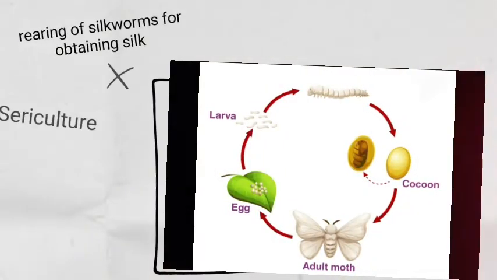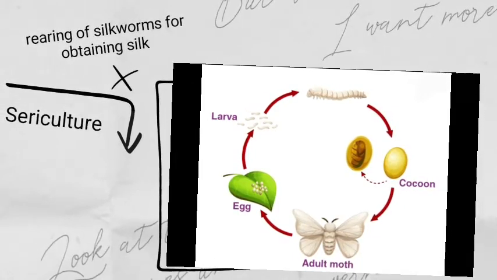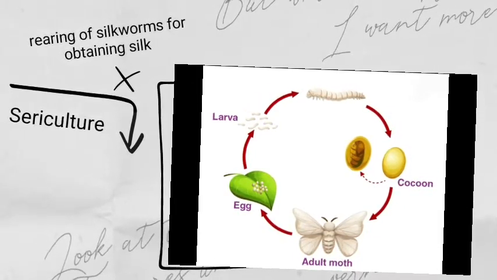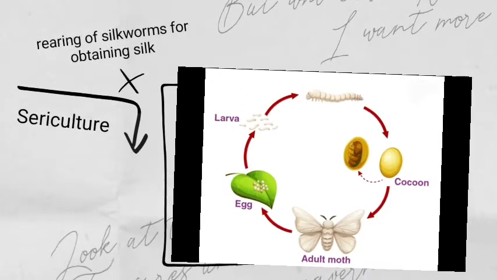Silk fibers are also animal fibers. Silkworms spin the silk fibers. The rearing of silkworms for obtaining silk is called sericulture. The silk yarn, thread, is obtained from the cocoon of the silk moth.